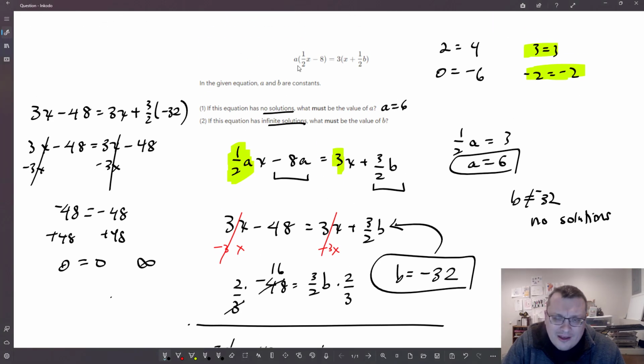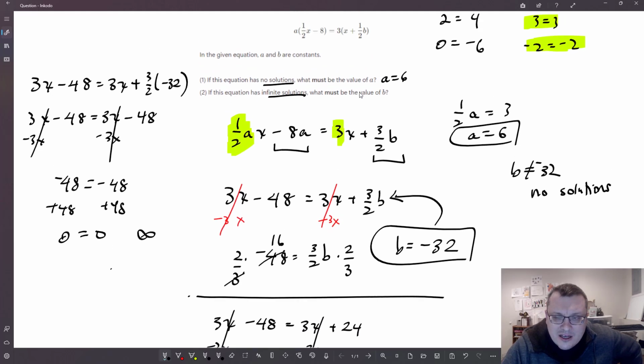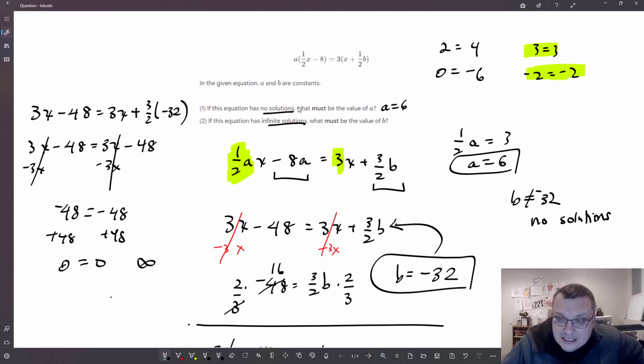But on these problems, what I like to do, if we're trying to figure out whether it's no or infinite solutions, is just make sure these x terms are equal so that they cancel out. And then whatever's going on with what's left will tell you whether it's no solutions or infinite solutions. But in this case, for the first question, we get a is equal to 6. And for the second question, we get b is equal to negative 32.